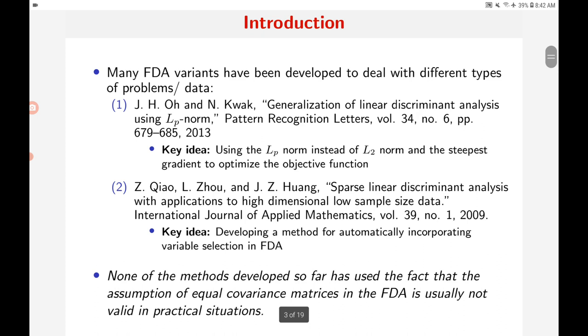Throughout the years, there have been many variants to deal with different types of problem or data. For example, the work on generalization of linear discriminant analysis using Lp norm has the key idea of using the Lp norm instead of L2 norm and a stochastic gradient to optimize the objective function. Another typical work is sparse linear discriminant analysis with application to high-dimensional, low sample size data. Its key idea is to develop a method for automatically incorporating variable selection in Fisher discriminant analysis.